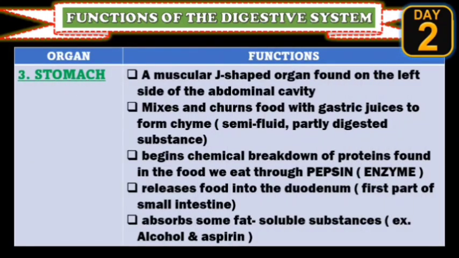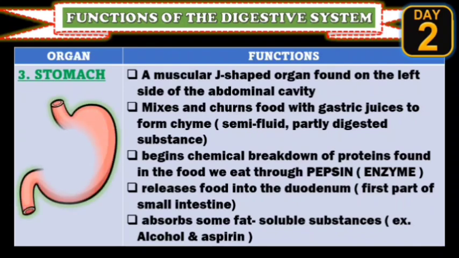The third organ is the stomach. The functions of the stomach are the following. It is a muscular J-shaped organ found on the left side of the abdominal cavity. It mixes and churns food with gastric juices to form chyme. This is a semi-fluid, partly digested substance.